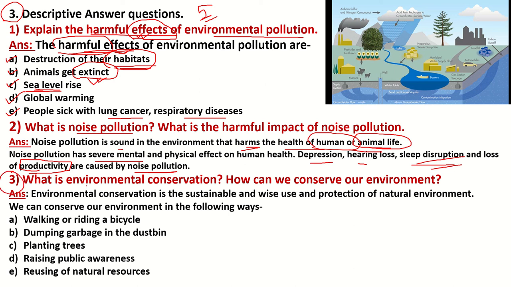Next one, what is environmental conservation? Environmental conservation is the sustainable, wise use and protection of the natural environment. Sustainable means able to maintain, to continue going. So we can conserve our environment in the following ways.